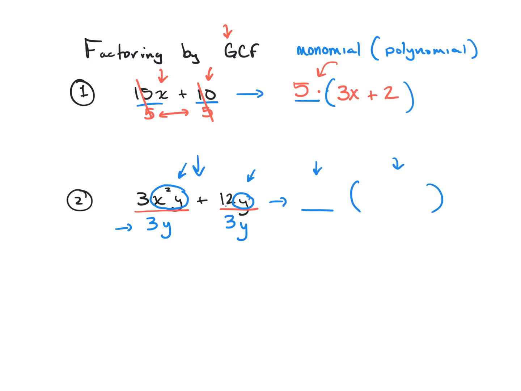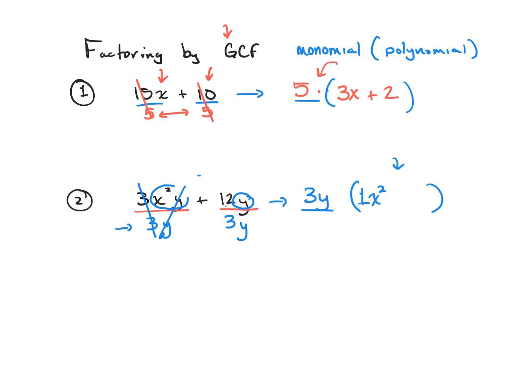And then from here, I'm going to go through the process. Sorry, let me get rid of that circle and stuff. So I'm going to go through the process of actually doing this division. All right, so that means I'm going to take the 3 divided by 3, and that's a 1. The x squared can't be divided by anything, so it's x squared, and y divided by itself is a 1.